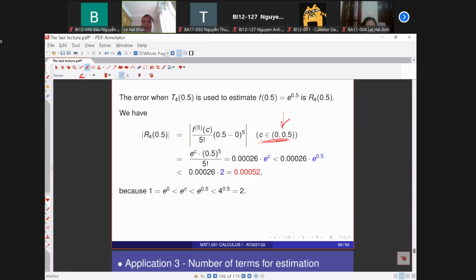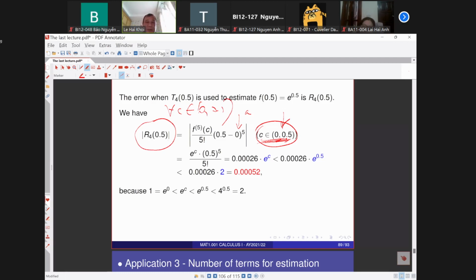Between x and a equal to 0. A equal to 0. So then we don't know where C is. Only information we can get is C is in between 0 and 0.5. C chạy lăng quăng giữa 0 với 0.5 thì chúng ta không biết nằm chính xác chỗ nào. Thế thì chúng ta phải đánh giá là với mọi C nằm giữa 0 và 0.5 thì cái này bé hơn hoặc bằng cái gì, càng đánh giá càng sát càng tốt.